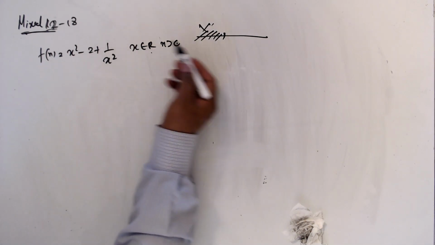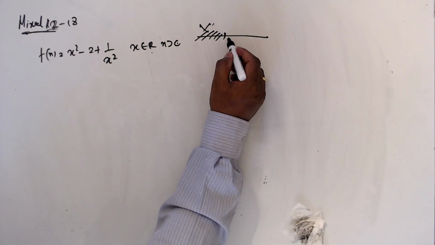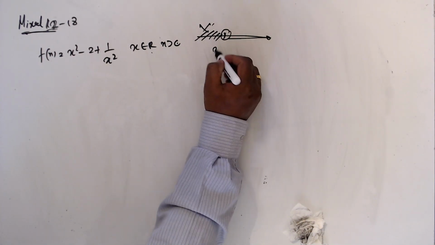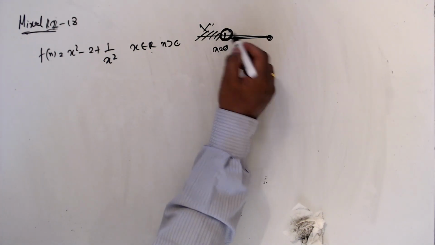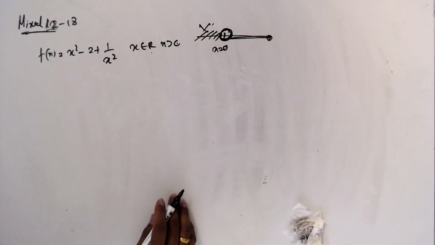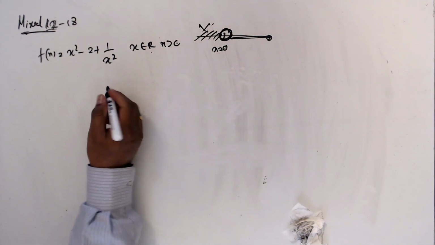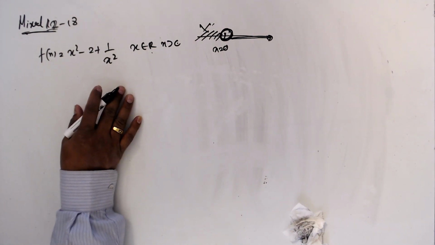1 over 0 is infinity. So this is how you mark it. You do not darken it, just a circle. There are no negative x values.